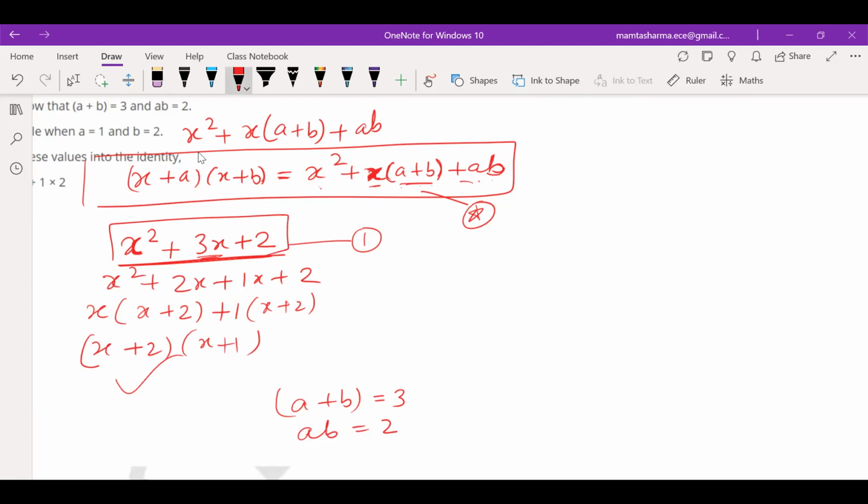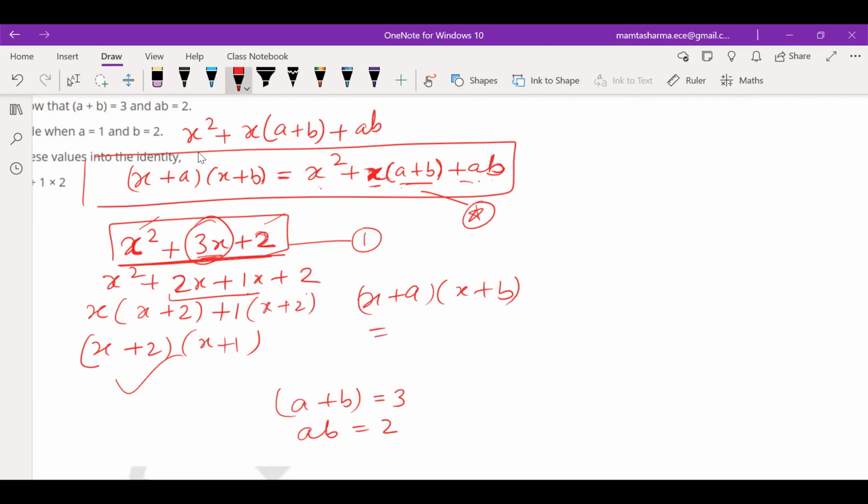You can see you can't apply any identities, because the first term and third term are not both perfect squares. This 2 is not a perfect square here. So check with another method, the x plus a, x plus b method. In this method, we split the middle term. Our middle term 3x can be split into two terms, 2x and 1x. We'll get 3x, and write the 2 as it is.